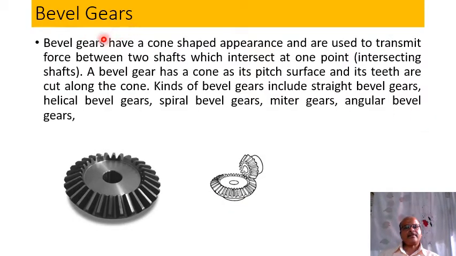Then bevel gears. Bevel gears have a cone-shaped appearance and are used to transmit force between two shafts which intersect at one point. Intersecting shaft. A bevel gear has a cone as its pitch surface and its teeth are cut along the cone. Kinds of bevel gears include straight bevel gears, helical bevel gears, spiral bevel gears, miter gears, angular bevel gears. So this is a diagrammatical representation and you can sketch like this as bevel gears.